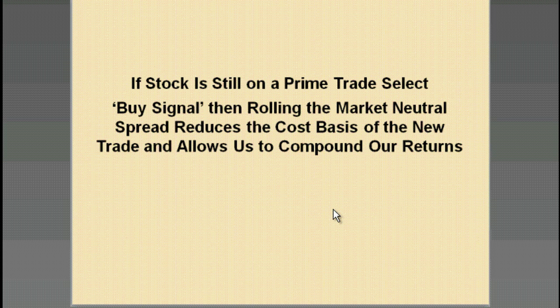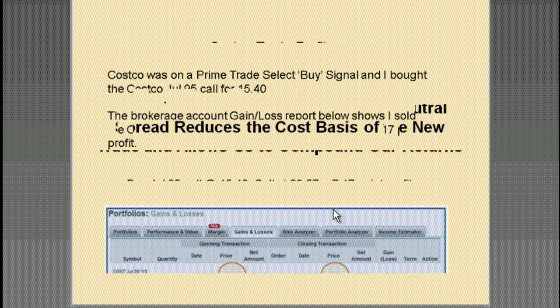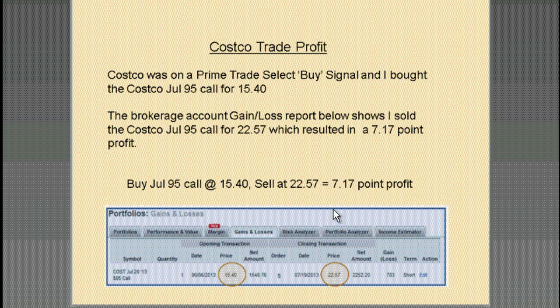When you do this, the profit you realize on the spread that you're closing out reduces the cost basis of your new position. So now you're risking a lot less money, and that allows you to compound your returns. Just real quickly, I'll show you an example of this. This was Costco.